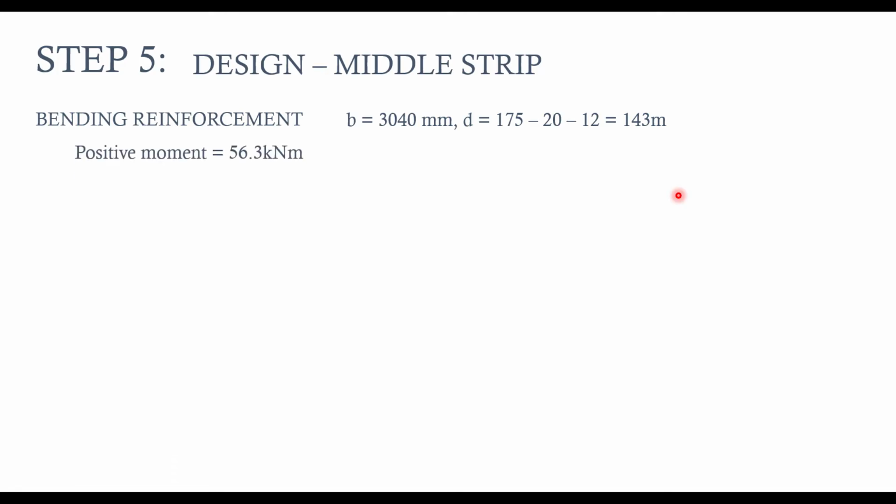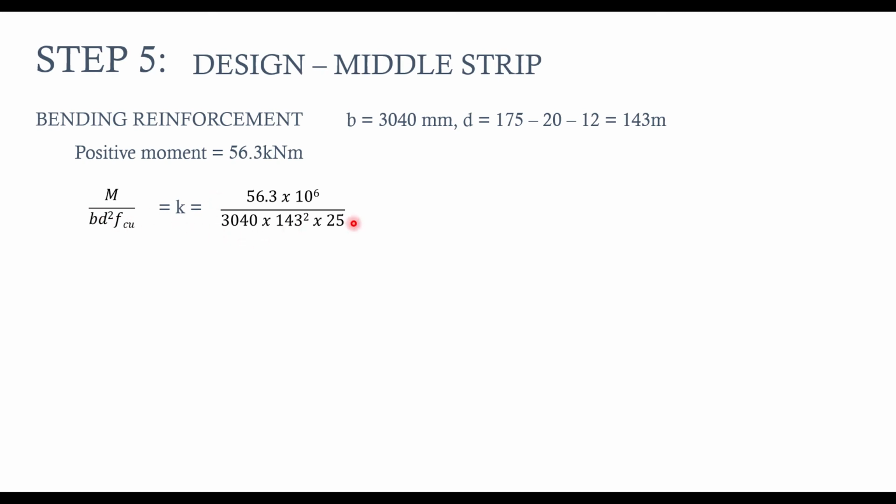So the first thing we need to establish is the positive moment for the middle strip. This is from the previous slide, 56.3 kilonewton meters. In order for us to calculate the area of reinforcement, we need to establish what our K is. And K is given by the formula M over b d squared fcu. This is normal from BS 8110. So we can substitute all our values. For the moment, 56.3, but you convert it to newton millimeters. And then b is 3040, d is 143 as calculated.